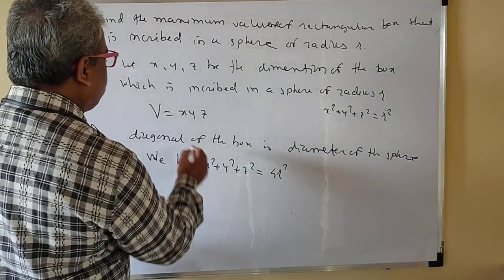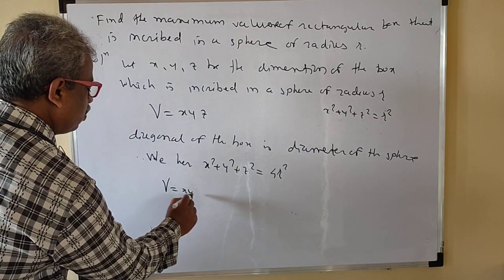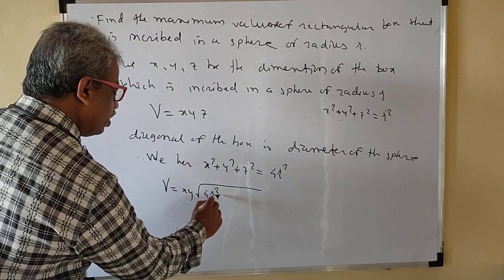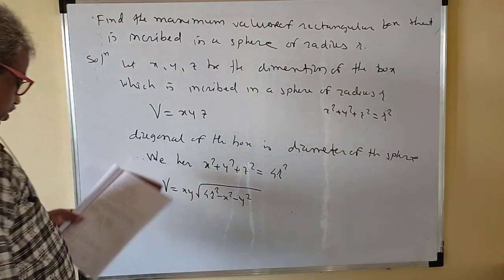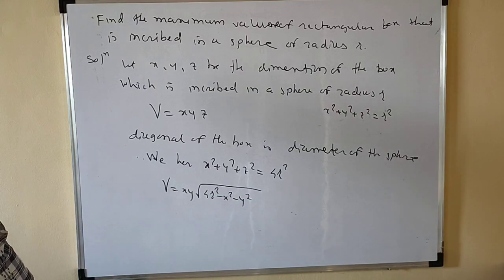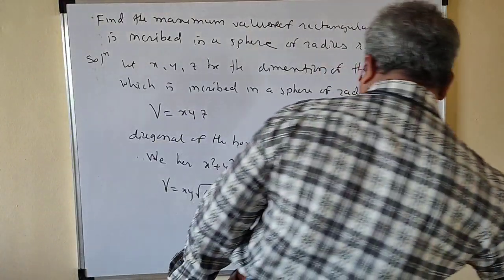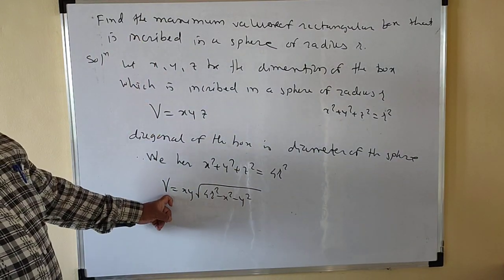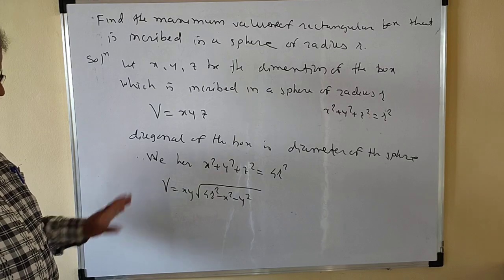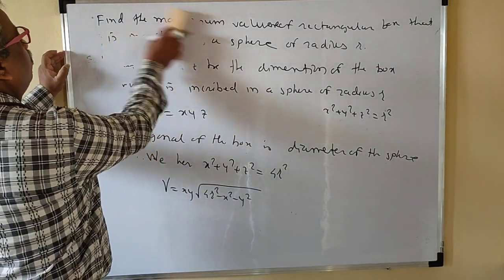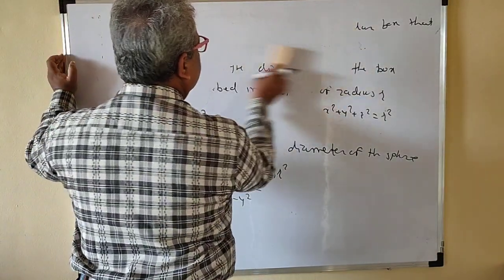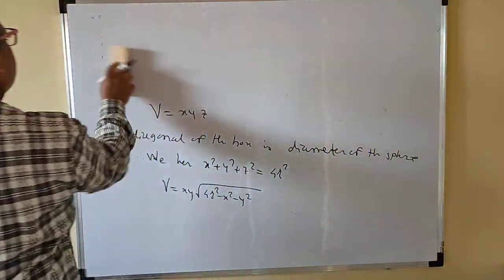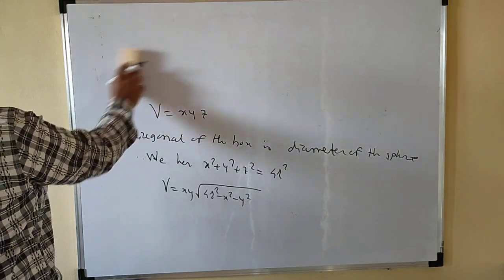Okay. So this is equal to what then? V is equal to x, y, and z is what then? Root of 4r square minus x square minus y square. Okay. Now what we have to do? Find the maximum. We have to maximize this. So we'll set Vx and Vy equal to 0 and find the values of x, y, z so that we get a maximum value.